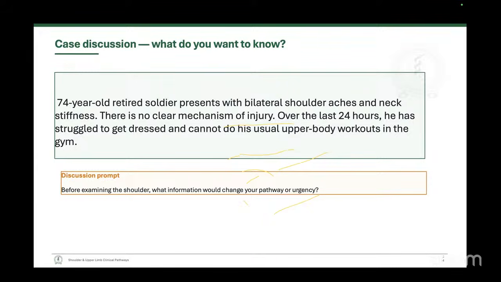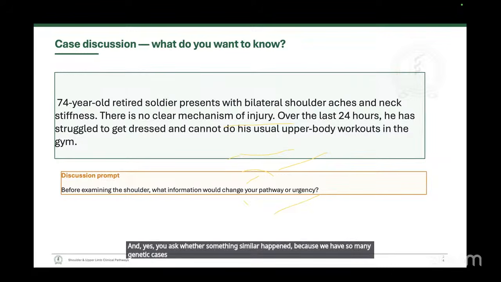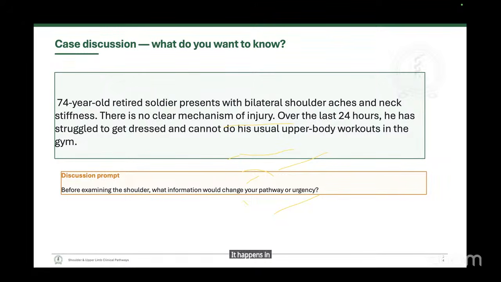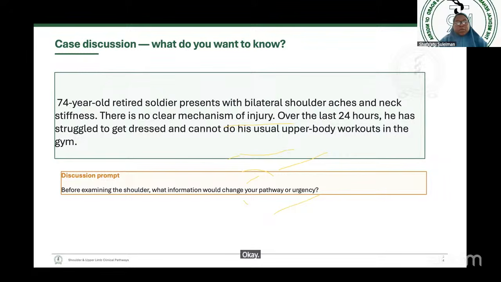You ask whether there are similar cases that happened in the family before, because we have so many genetic cases like this, rheumatoid arthritis, ankylosing spondylitis. It runs in the family, so probably you may get information from the past history or family history. Okay. Mind you, with this patient, it's more of a sudden presentation.